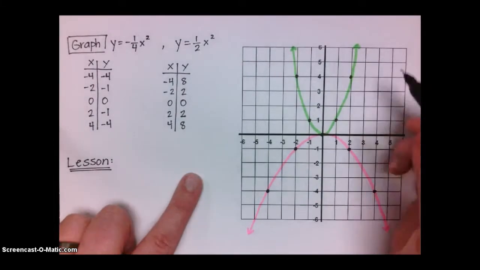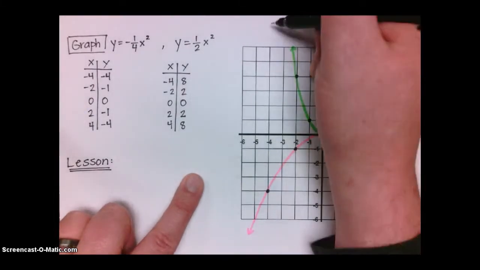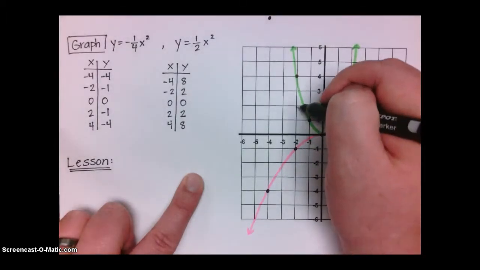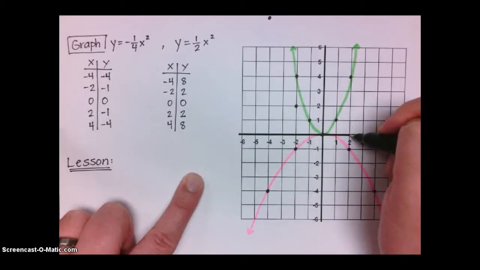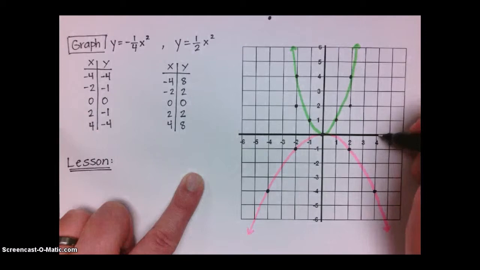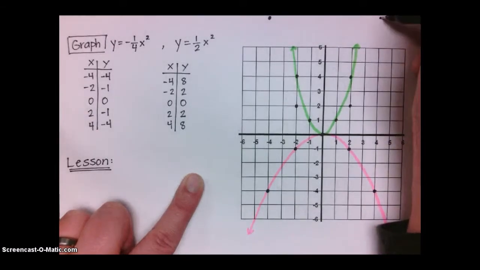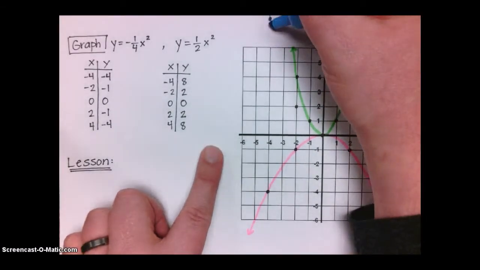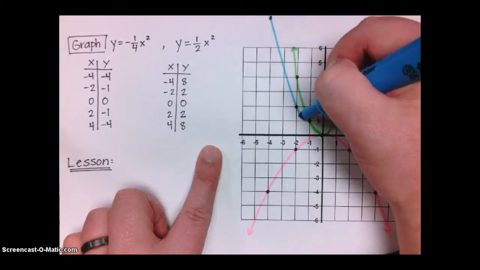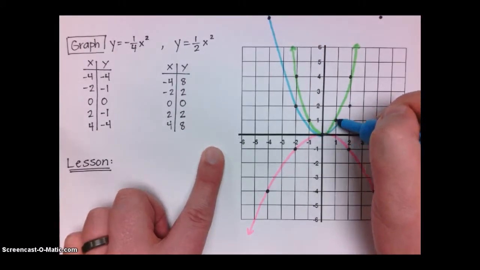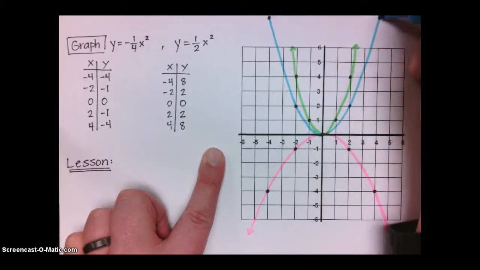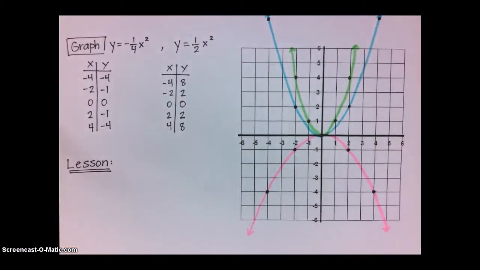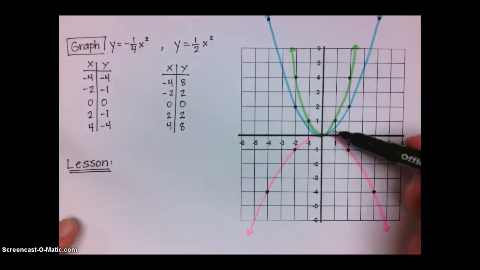So let's plot these points now. I'm going to have negative 4, and I'm going to go all the way up to positive 8. It's way up there in the sky. Negative 2 all the way up to 2. 0, 0, 2 up to 2, and 4 all the way up to 8. And again, I'm going to try my best to connect these, make it nice and round. And look at that. The shape of this parabola is also wider than the parent quadratic function. You notice that? Look at how much wider it is.